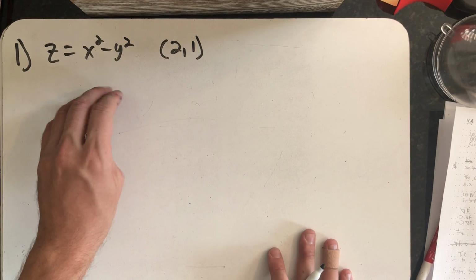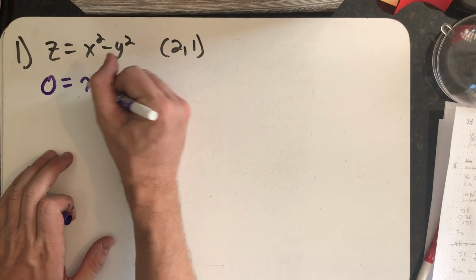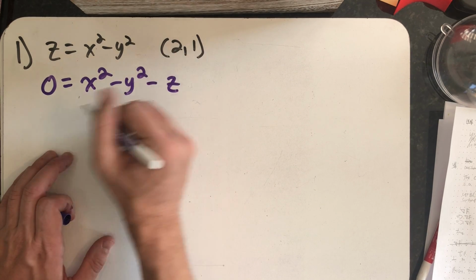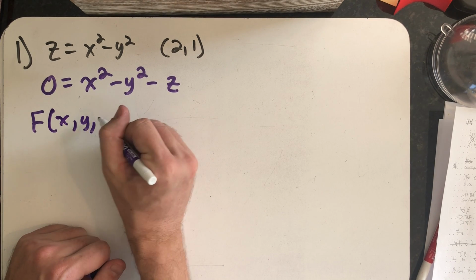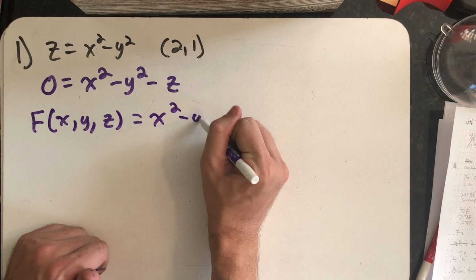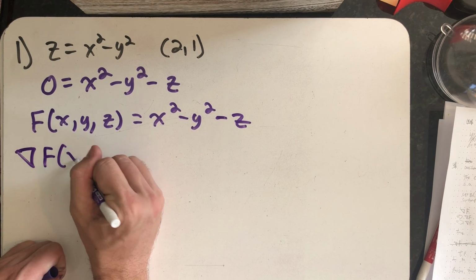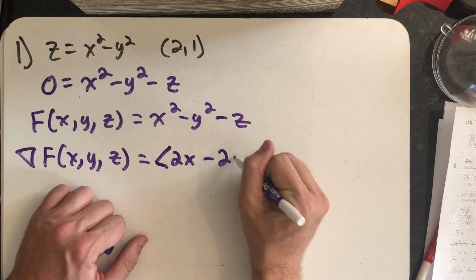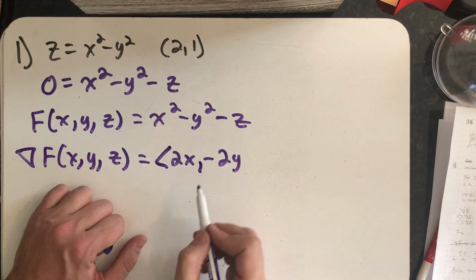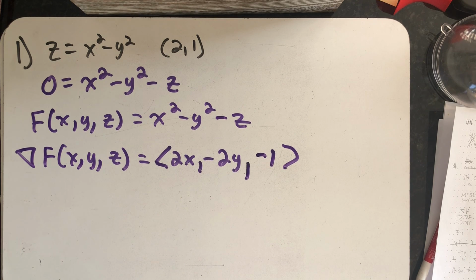So I'm looking for the plane tangent to z equals x squared minus y squared at 2, 1. My first job is to reimagine this as a level surface to a function on 3 variables. Since this is a function on 2 variables that maybe I was thinking of as little f, I'll call this big F of x, y, z, though it doesn't really matter what you call your function. So I'll take the partials and write my gradient vector down. Partial with respect to x is 2x, partial with respect to y is minus 2y, and that last partial is minus 1.